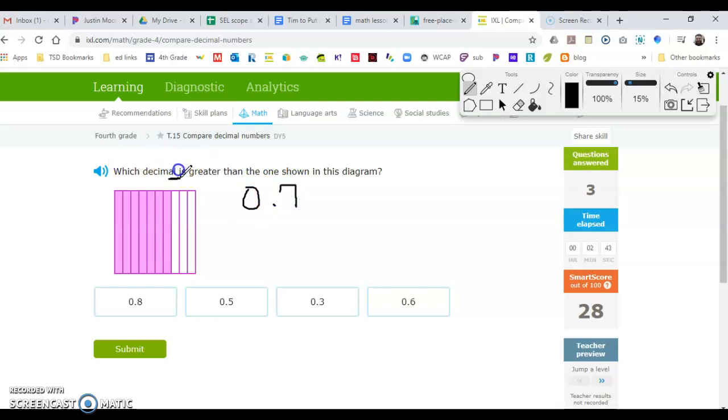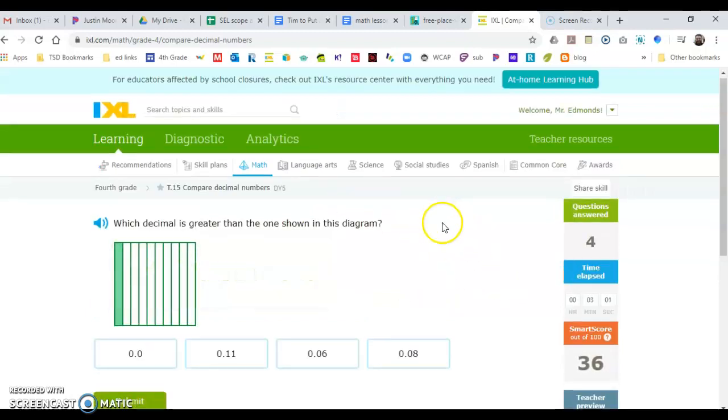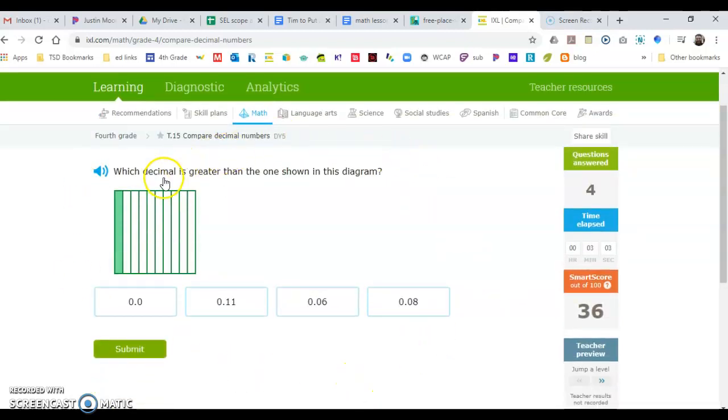Now, it says which decimal. That might be a clue to the answer. It says which decimal. That might be one answer we're looking for. So we want to find one that's greater. Remember, the question changes. Make sure we read the question carefully. Greater. Well, I see 8/10. I know 8/10 is larger than 7/10. So guess what? Put that and move on with my life. Okay? So, same one right here. This is also a greater one.